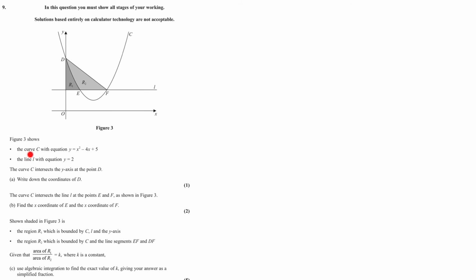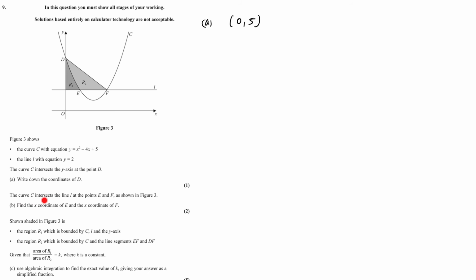Okay, so we have curve C with equation here. This is curve C there. And we want to find the coordinates of D, so it's just going to be 5, isn't it? It's going to cross at 5 there because that's the equation. So when x equals 0, A is 0, 5. Nothing too difficult. Now let's move on.